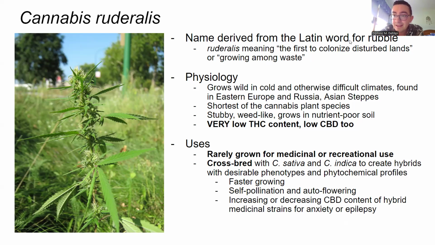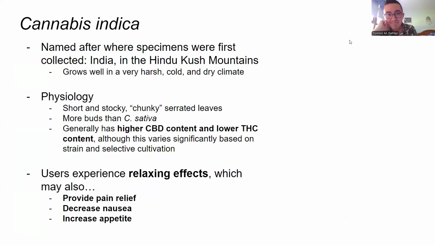So the plant is hardier in colder conditions. Cannabis ruderalis is also self-pollinating and auto-flowering, which again aids in the reproduction of the plants. So you're more able to more easily breed and produce seed for your cannabis plants. So, as I said, increasing or decreasing CBD content as well for hybrid medical strains of cannabis is also a quite important role that ruderalis plays. We'll get into that later as we talk a little bit more about cannabidiol.